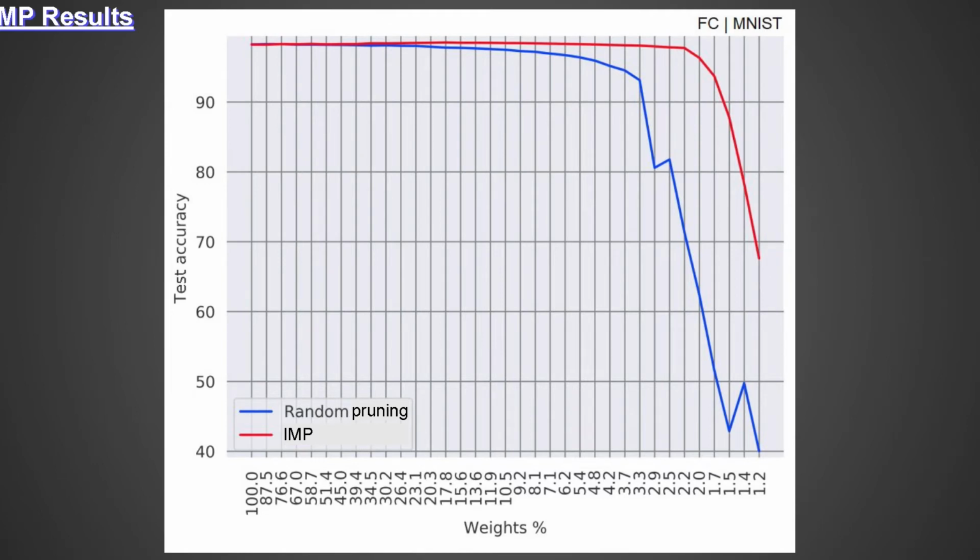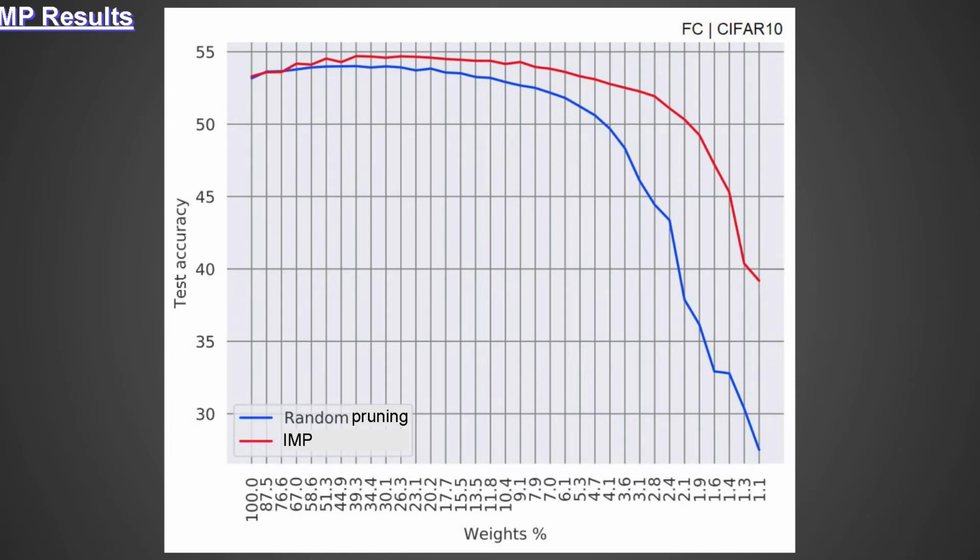Using IMP becomes really beneficial, especially once you get down to, you can get down to here, it's like 3% of your original weights left. So we've reduced the amount of multiplications you have to do in this network 33-fold, and you're still doing about just as well as when you started with a fully dense network. This is the same network, but trained on a more difficult task, CIFAR-10. Yet again, big benefits from using IMP as opposed to just randomly removing connections.